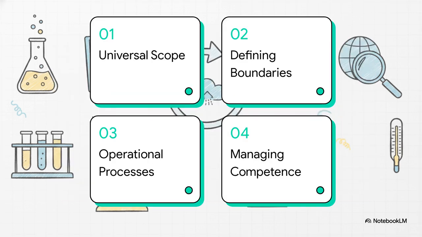Here's the agenda for our explainer today. First up, the standard's universal scope. Second, defining a lab's boundaries. Third, the operational processes within that scope. And finally, managing laboratory competence. Let's get into it. Section 1.